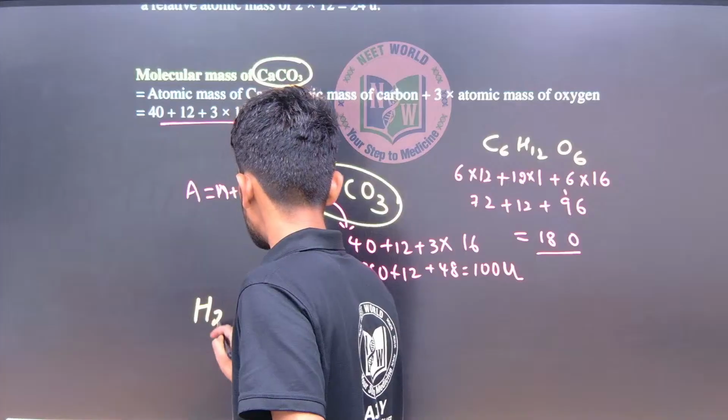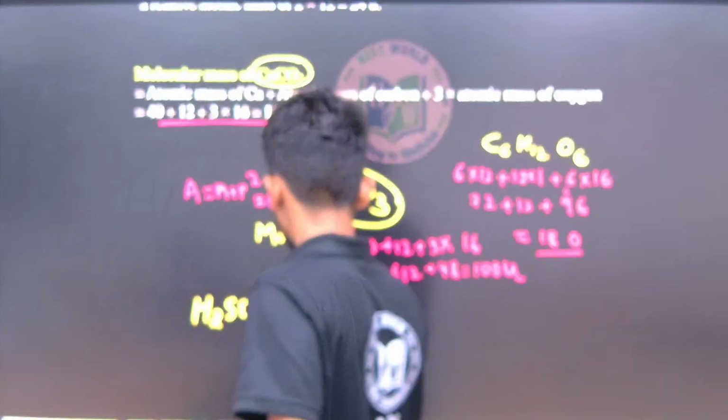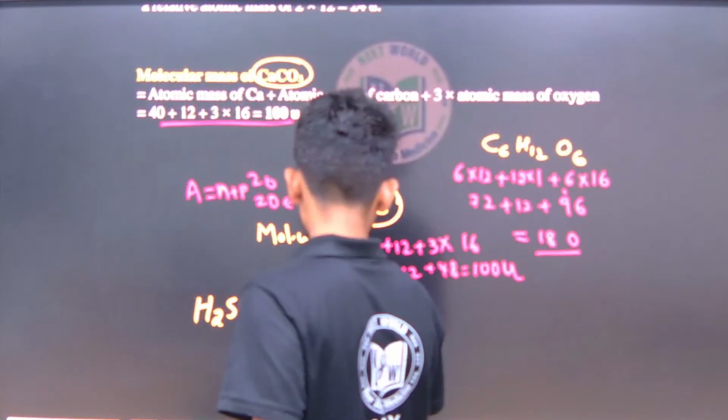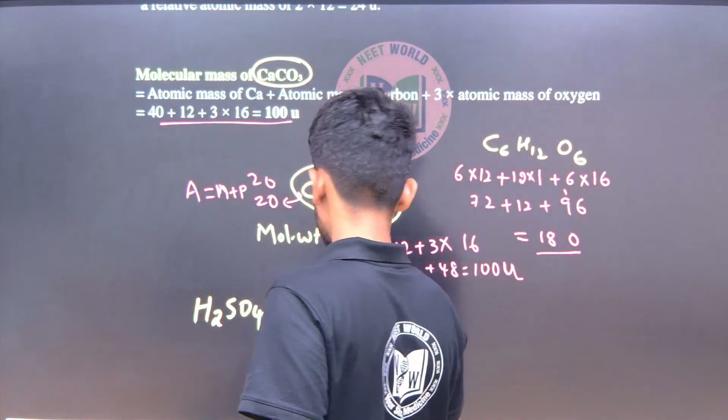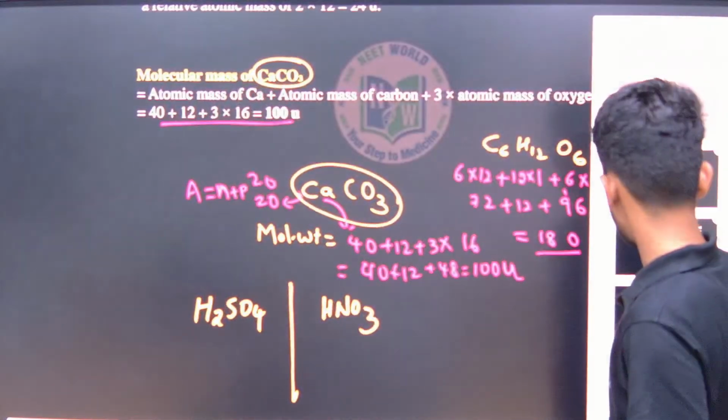So try to find for these things: H2SO4, HNO3. Okay, just try these questions. These two are enough here.